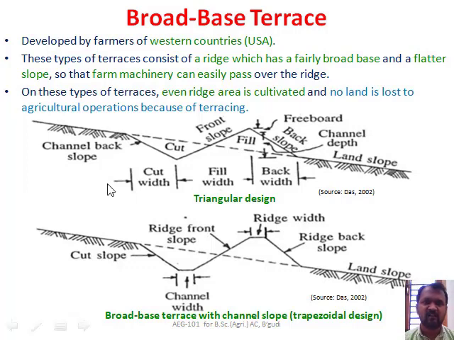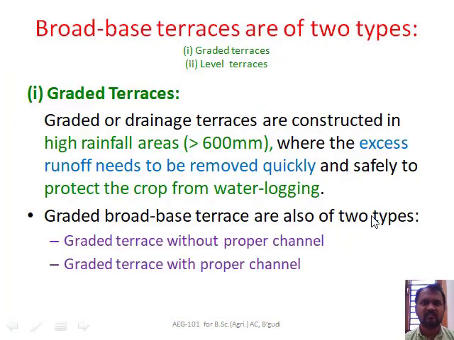Here in this figure you can see a triangular design of terracing. This is a broad base with the channel slope. Here this is a sloping land. On this, we have cut some soil and filled it in this area, and this becomes the ridge. So on this sloping land, this is the triangular design. On this side the soil has been cut and filled in this location, and it has been given some slope. Then we'll move towards the next, the broad-based terraces which we have discussed here.